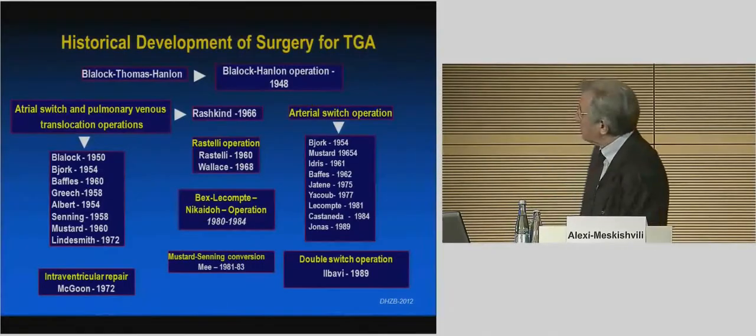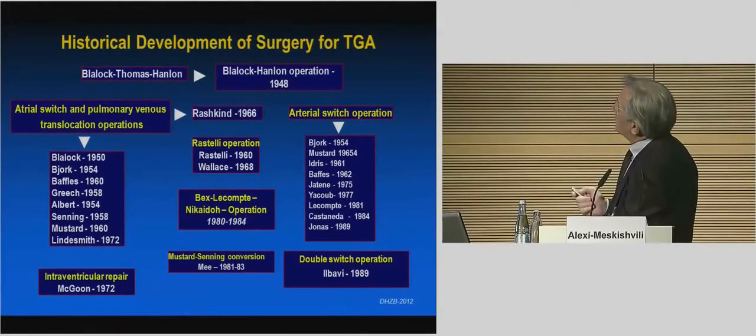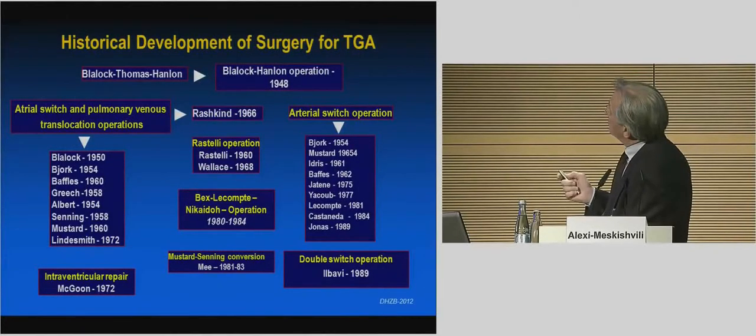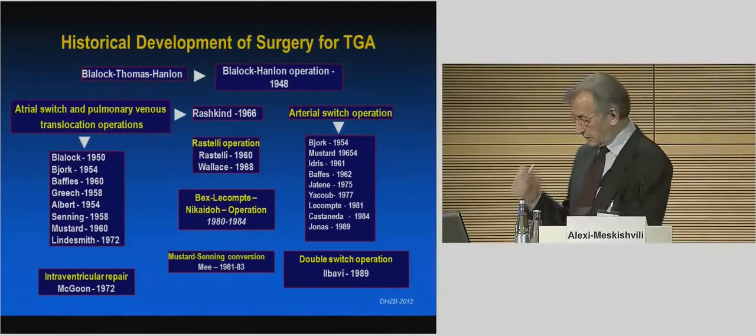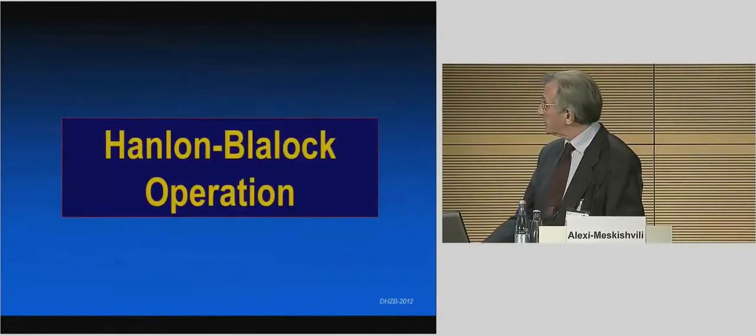Now, what about the surgery? This is the flow chart of the history of surgery for transposition. You see it started already in 1948, and many different methods were proposed, like the Blalock-Hanlon operation, arterial switch and pulmonary venous translocation operations, Rashkind, the arterial switch operations, Rastelli, Bex-Kawashima, Mustard, Senning, intraventricular repair and double switch, and I would like to go through all these operations.